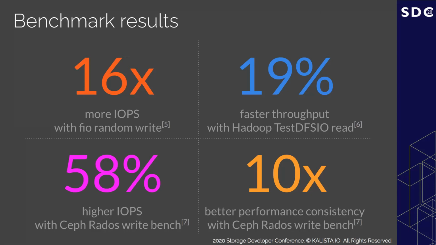And Phalanx's faster response time and shorter tail latency helped it record a tenfold gain in performance consistency and 58% higher IOPS with Ceph RADOS bench. In addition, we also recorded a 19% faster read throughput with Hadoop TestDFSIO. There are links to more detailed benchmark results in the reference section. Please check it out.